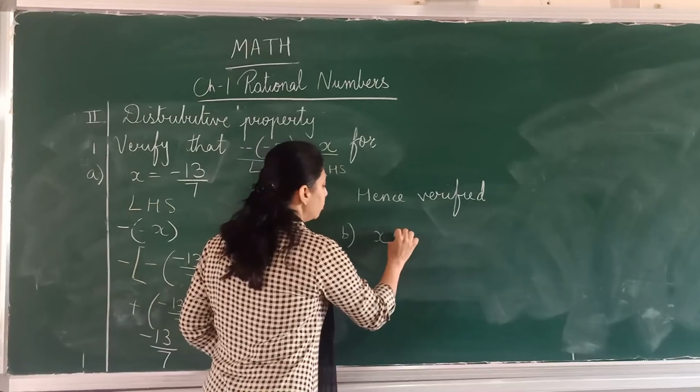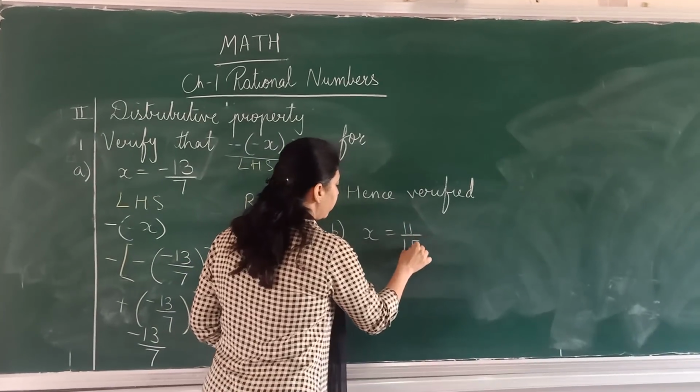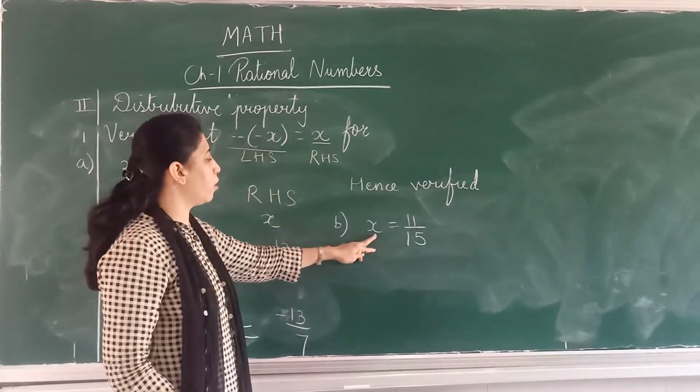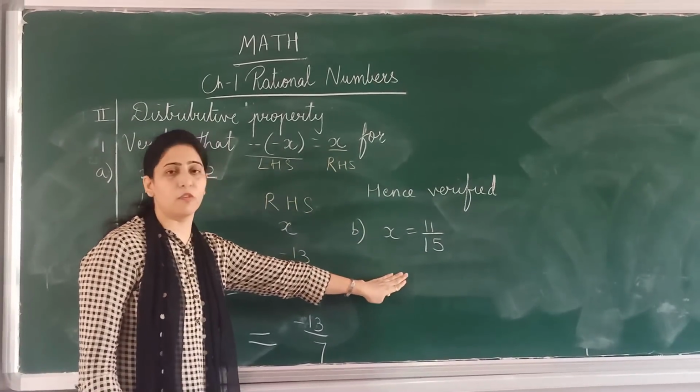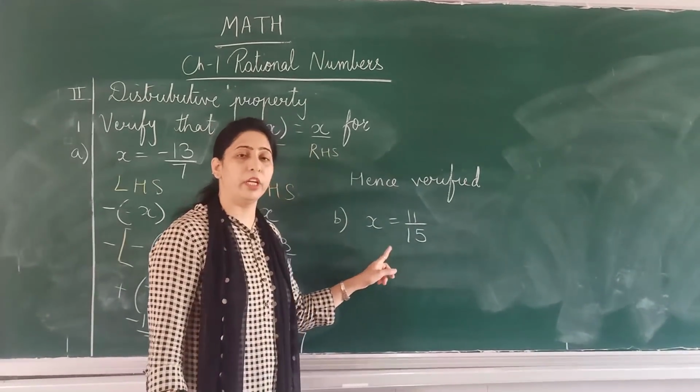X is equal to 11 upon 15. Now substitute the value and check whether LHS is equal to RHS or not. Solve on your own and comment your answer.